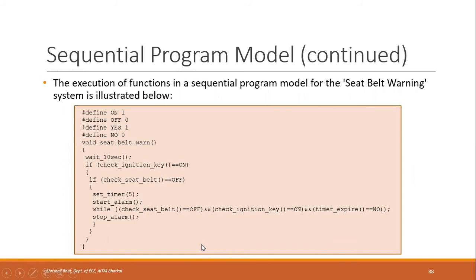For this, we can write functions in the sequential program model using this kind of C program. The function is seatbelt one; that is the name of the function. This is actually pseudo code, not complete code. This is a function wait underscore 10 seconds, and you have to actually write this function. It is a timer for 10 seconds. Somewhere else you have to define this function.